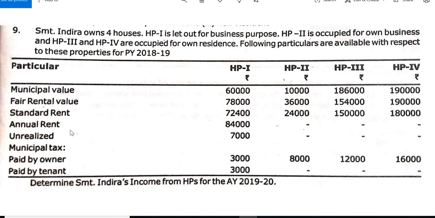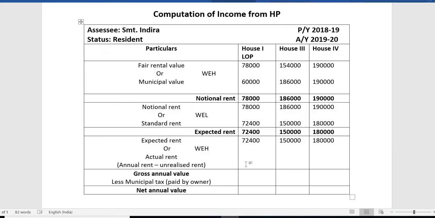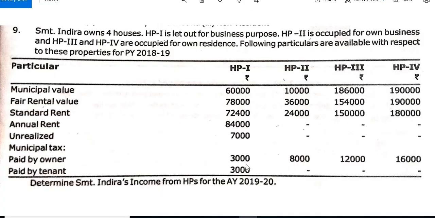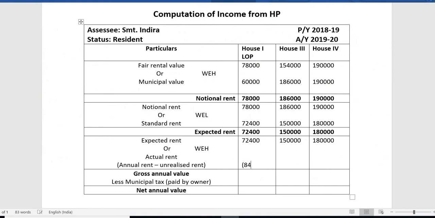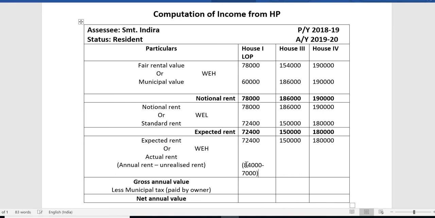So actual rent is not directly given. They had given annual rent 84,000 for house 1, and also they had given unrealized rent 7,000, correct? So to get actual rent, what we need to do? Annual rent minus unrealized rent. See here, annual rent, how much? 84,000 given. 84,000 annual rent minus 7,000 unrealized rent, correct? Annual rent minus unrealized rent, you will get actual rent.